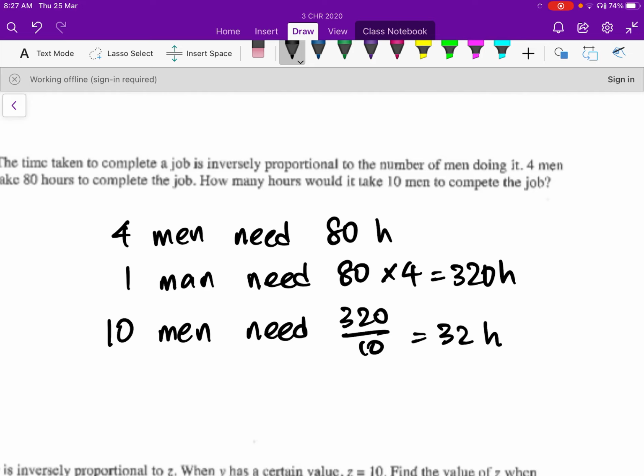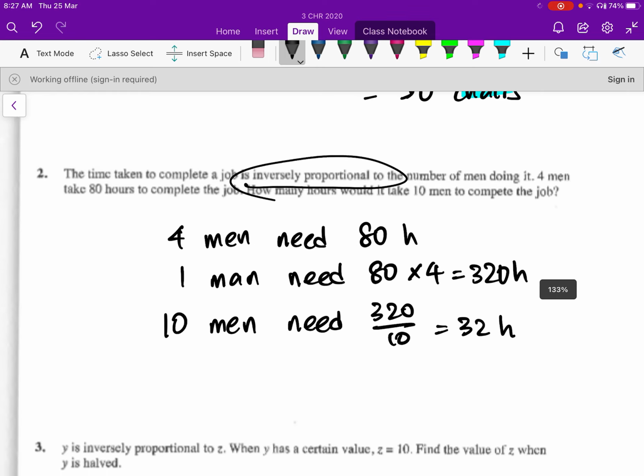Using our same method, the directly proportional doesn't make sense. We end up with 1 man needing 200 hours. Cannot be. That cannot be true. So we have to look at it again. Oh, it's inversely proportional. So we use logical statements like this to help us do the question.